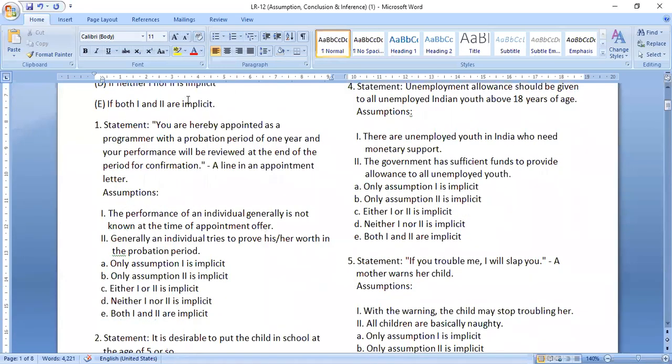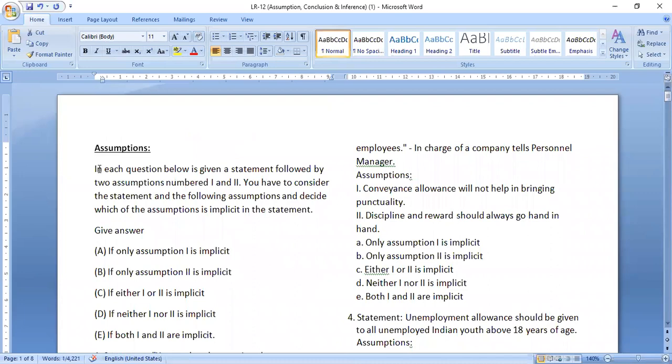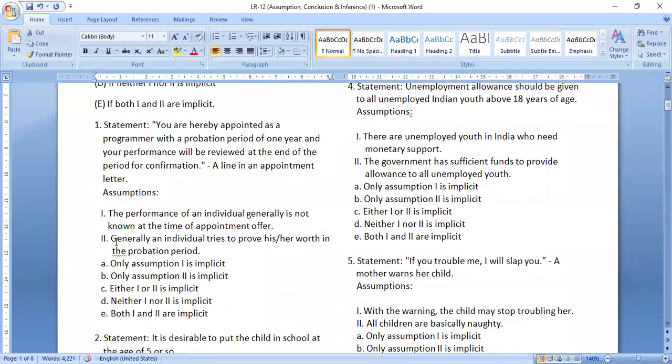So you have a statement here, and then they give you two assumptions. And see, let's read this. In each question given below is a statement followed by two assumptions numbered 1 and 2. So you have to consider the statement and the following assumptions and decide which of the following assumptions is explicit in the statement. So an assumption need not be true. For example, the performance of an individual generally is not known at the time of appointment offer. So that's an assumption.